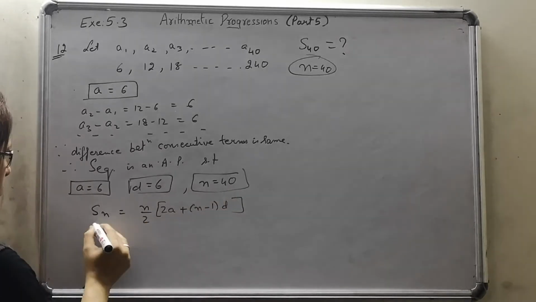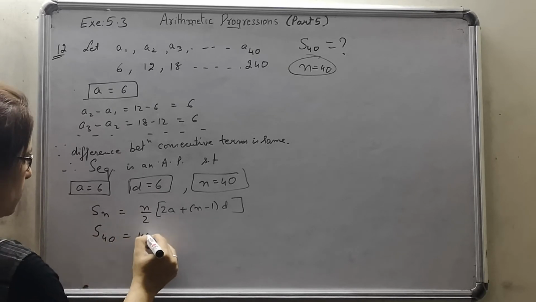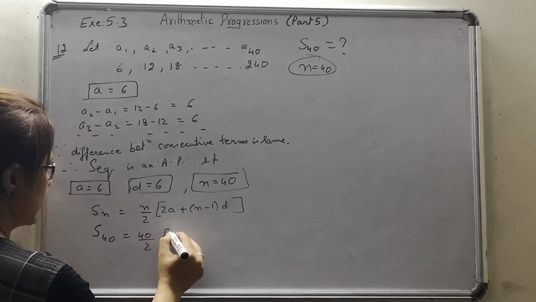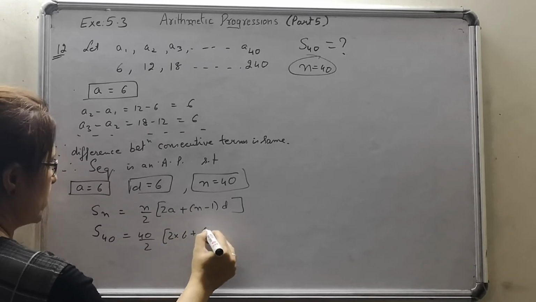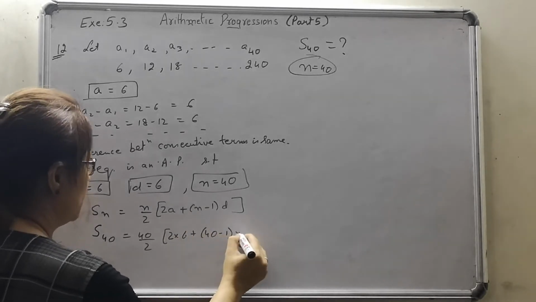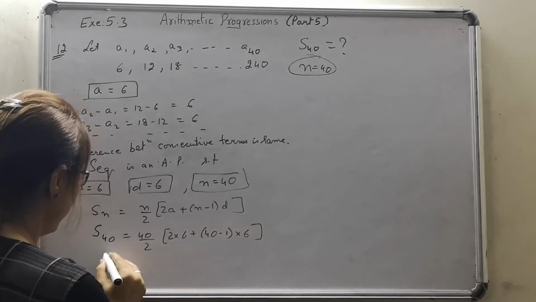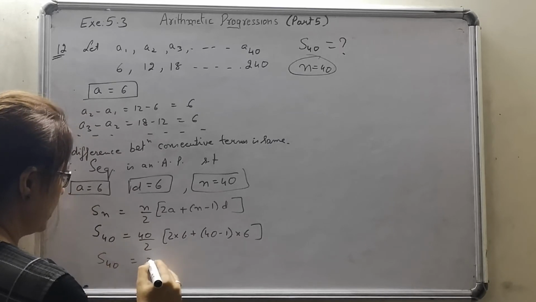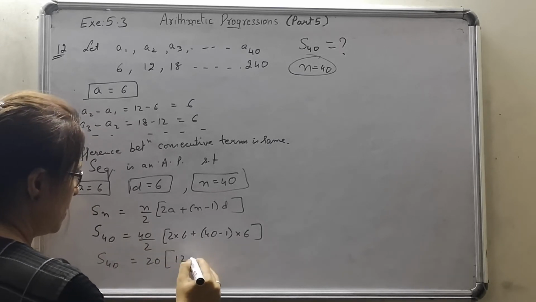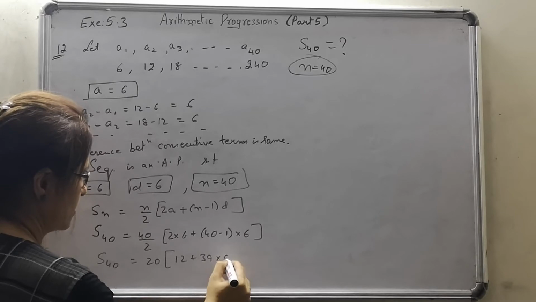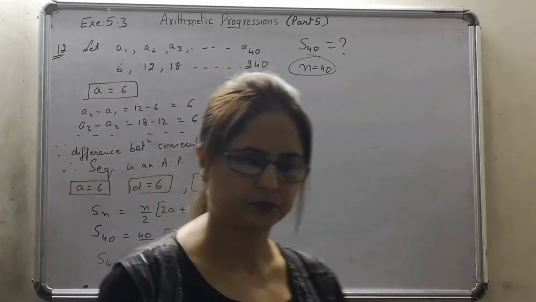So let's pen down the values. N is 40. So this is 40 upon 2 into 2 into 6 plus 40 minus 1 into D. That is 6. What do we have? S40 is 20 into 12 plus 39 into 6. Let's work it out.